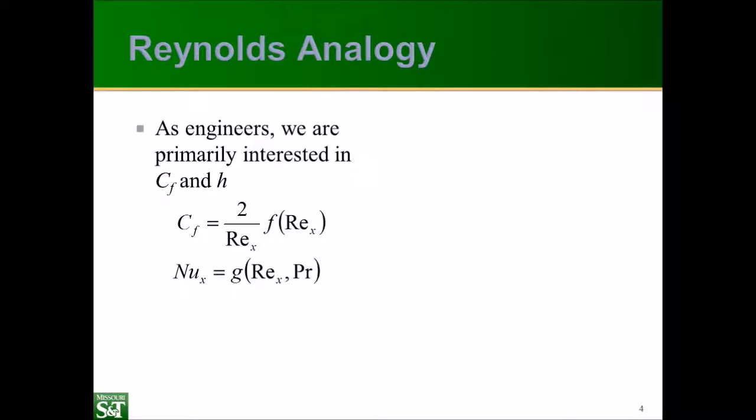We can also look at dimensional analysis to provide what we call the Reynolds analogy. As engineers, we're primarily interested in finding the skin friction coefficient, which gives us the drag force, and h, which gives us the heat transfer. So for the Reynolds analogy, we assume that the Prandtl number is equal to 1 and that there's no pressure gradient. Then we have an exact analogy between the momentum and energy equations for our thermal boundary layer. And under these assumptions, then the energy and momentum equations are exactly identical, and the solution will be identical. And this allows us to use solutions from fluid mechanics to predict the heat transfer coefficient.